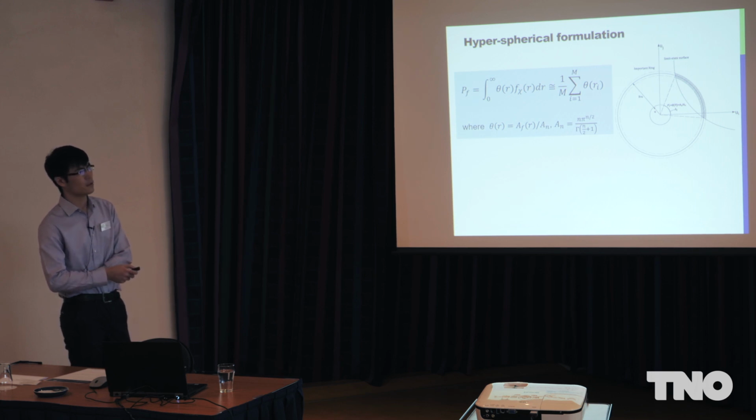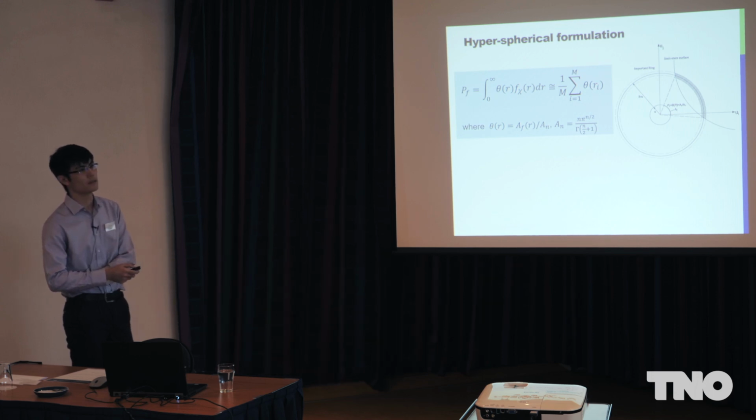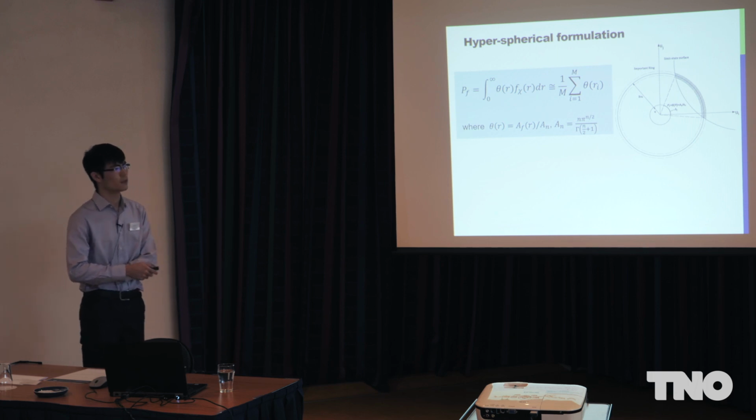Because this is in the standard normal space, the random distance in the standard normal space follows the chi distribution. So here we have this one-dimensional integration to write the failure probability. And we can also project this failure ratio into this unit hypersphere. And also we can use a Monte Carlo simulation to estimate this integration. So this R sub I is the random distance drawn from the chi distribution.